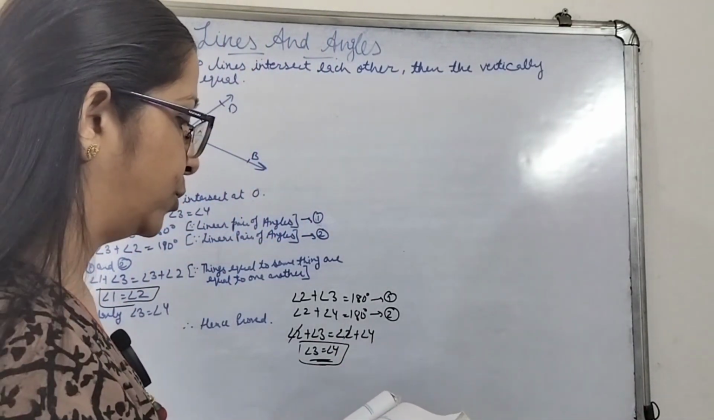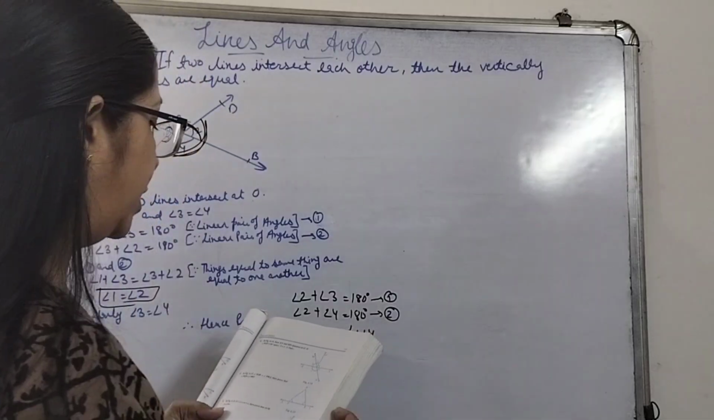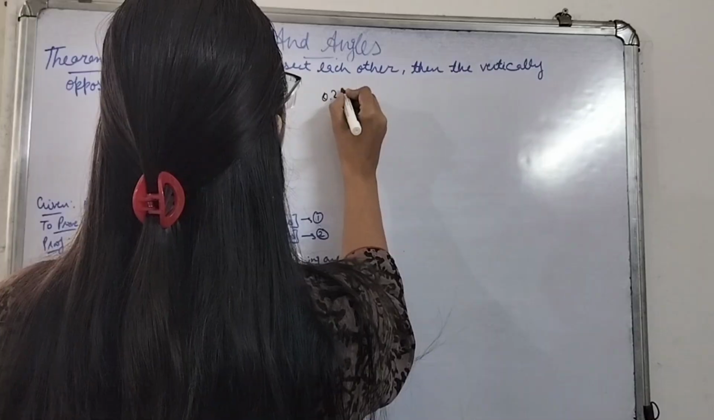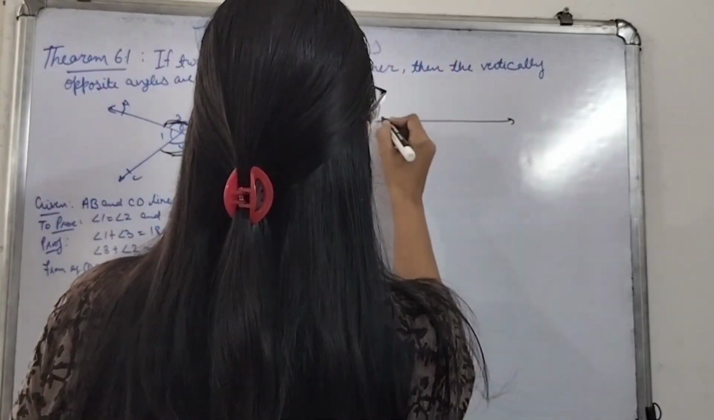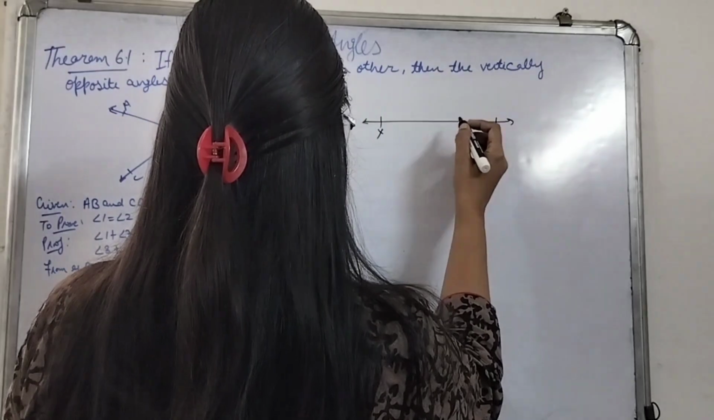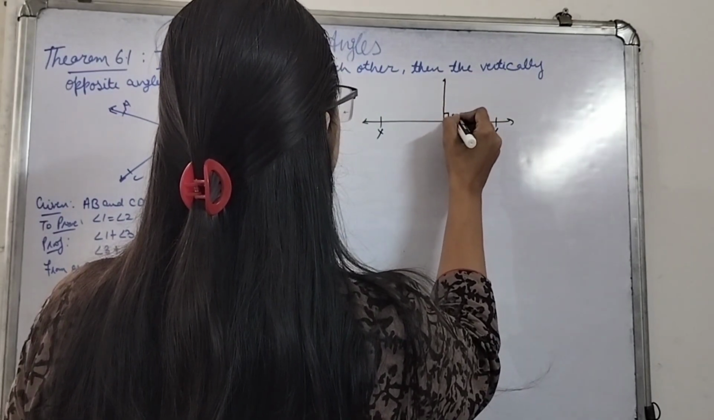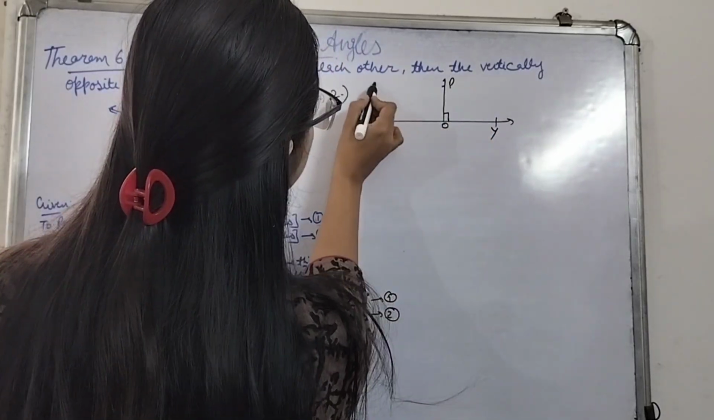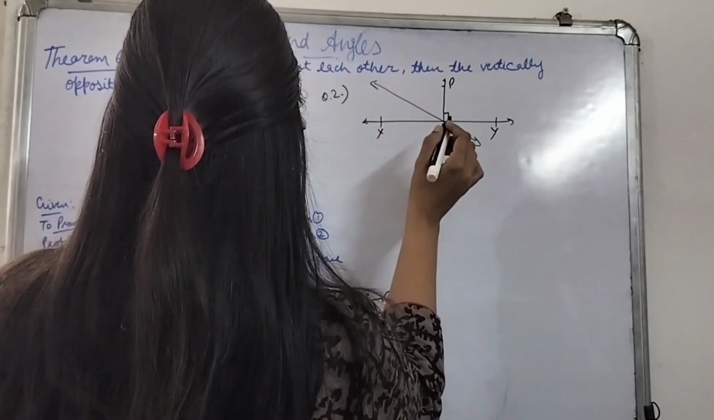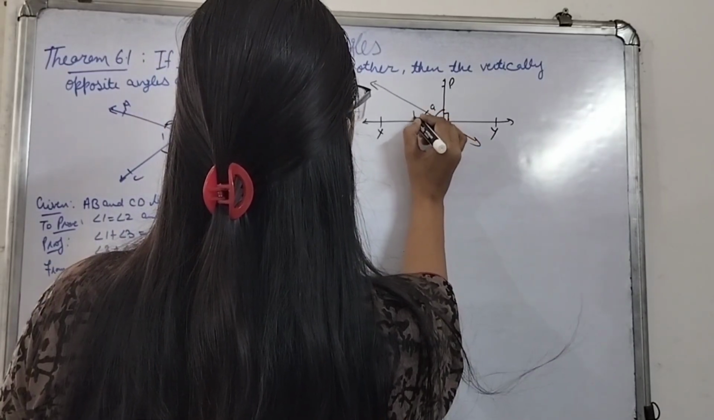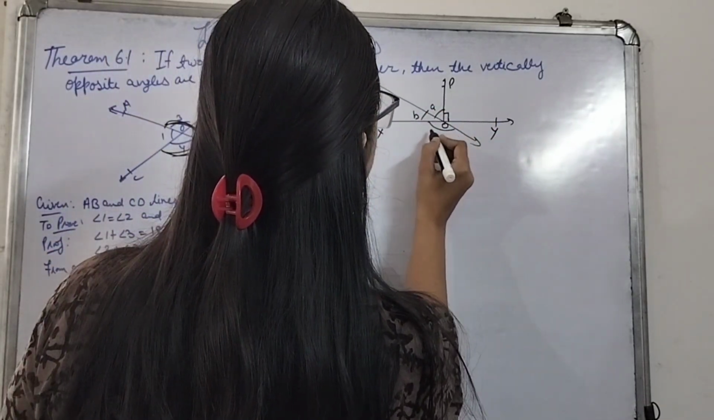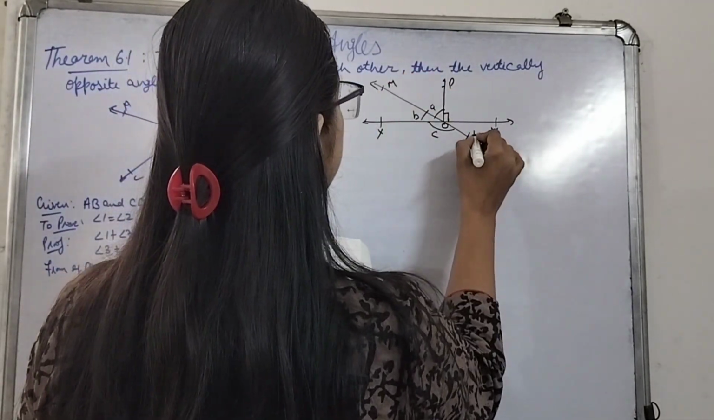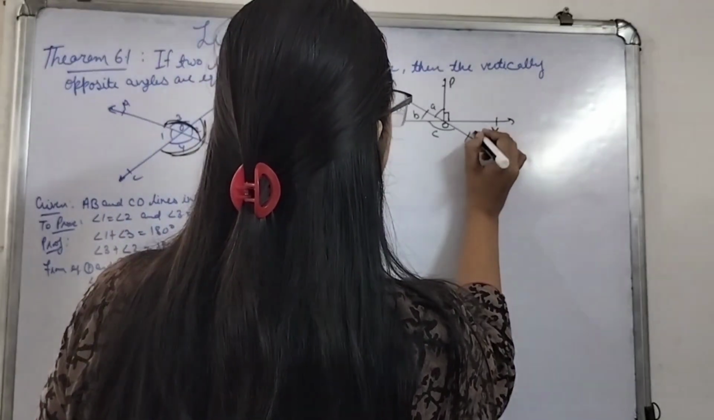Question number 2. In figure 6.14, lines XY and MN intersect at O. First of all, we will make the diagram. This is your X, this is your Y. Over here, this angle is 90 degrees. It is point P. This point is O. Here there is a line. This angle is A. This angle is B. And this angle is C. And this point is M. This is N.